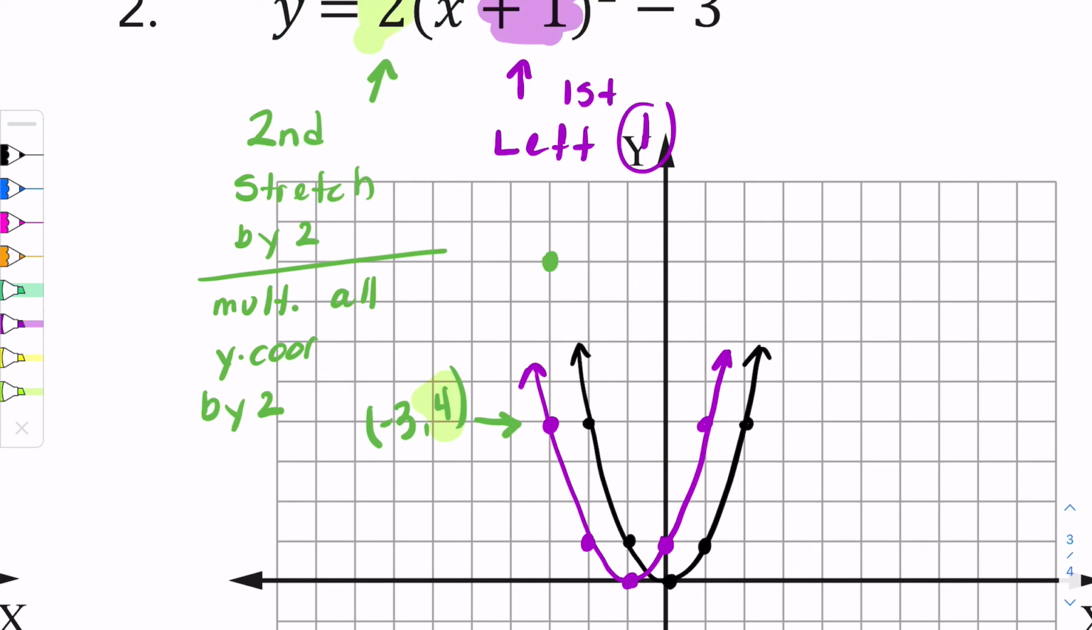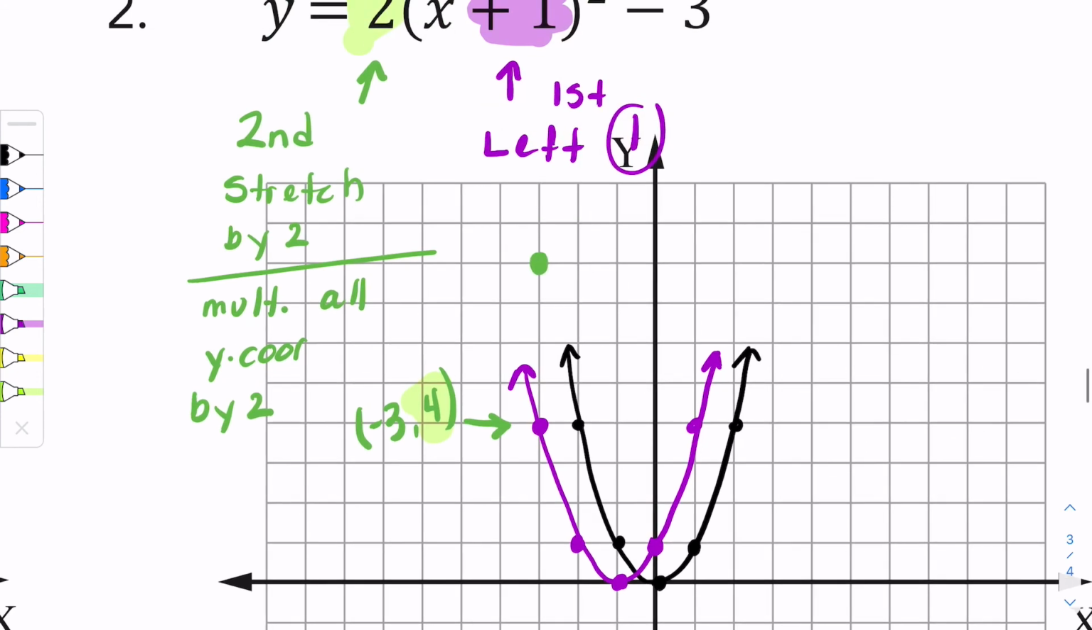This point right here is at negative 2, 1. If I multiply 1 by our stretch of 2, 1 times 2 is 2. 0 times 2 is 0. 1 times 2 is 2. 4 times 2 is 8. This green graph is the second transformation, which is a vertical stretch of 2.